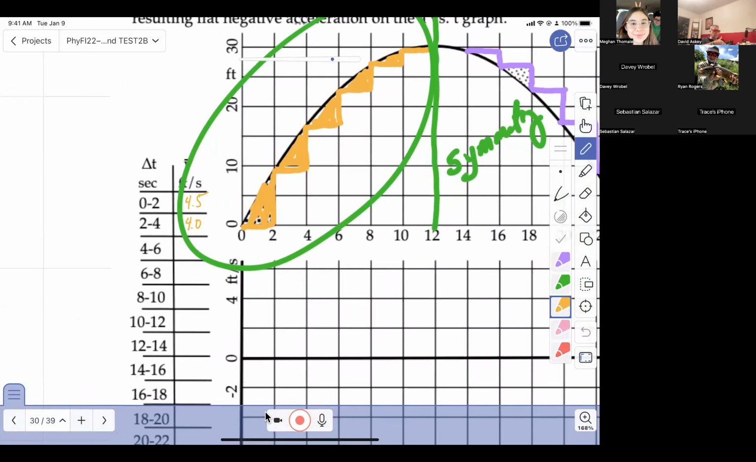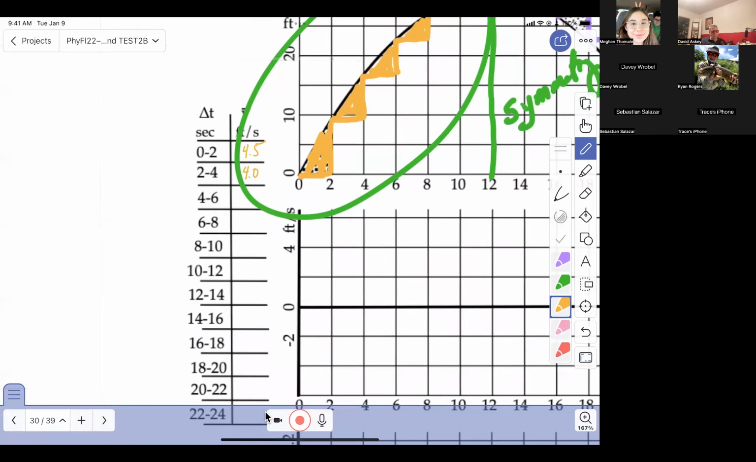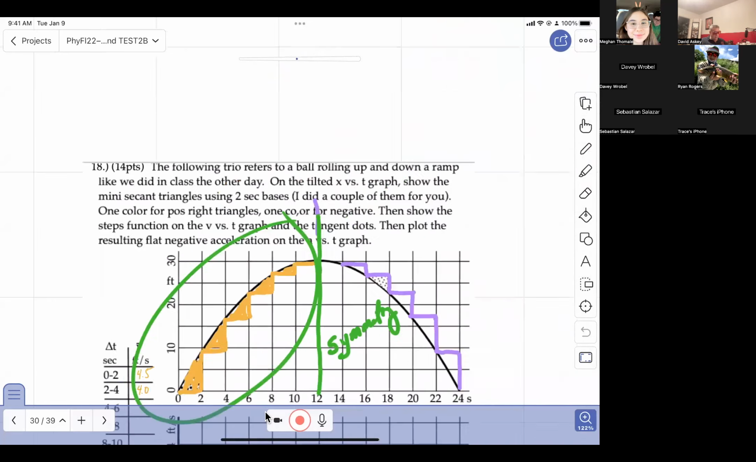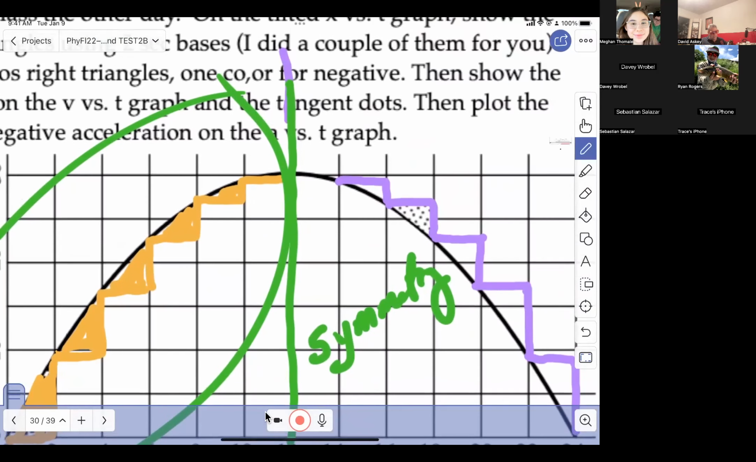Once you find all those orange triangle slopes, then you put those on this chart, and then just flip it. Whatever this one is right here, this one's just the opposite because it's symmetry. Big concept in physics is symmetry.